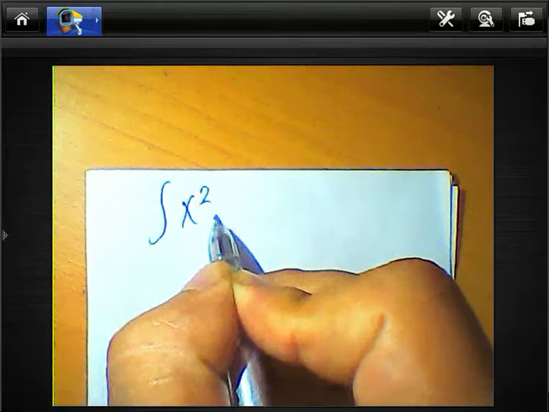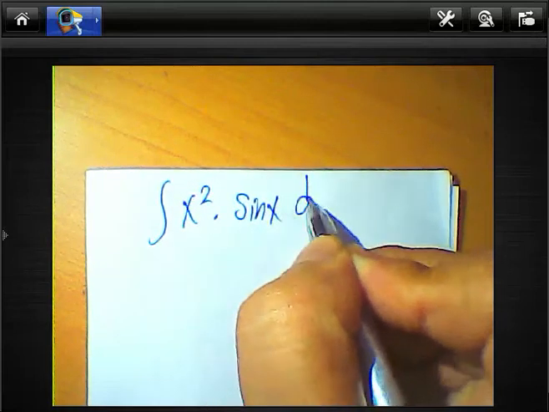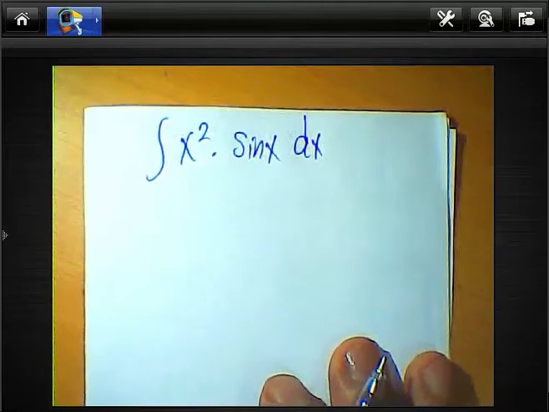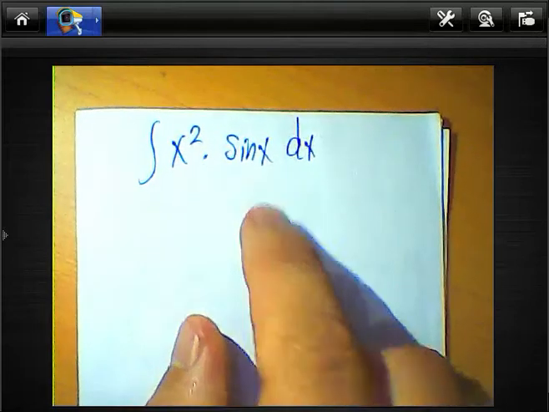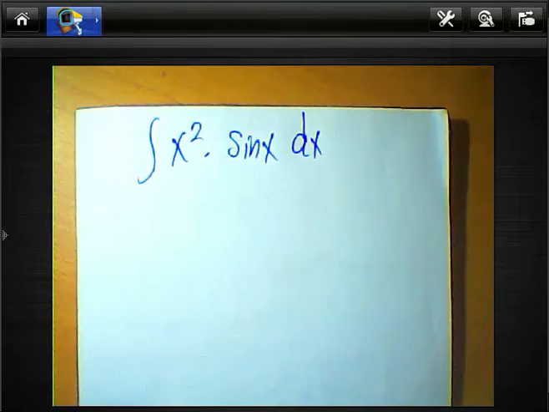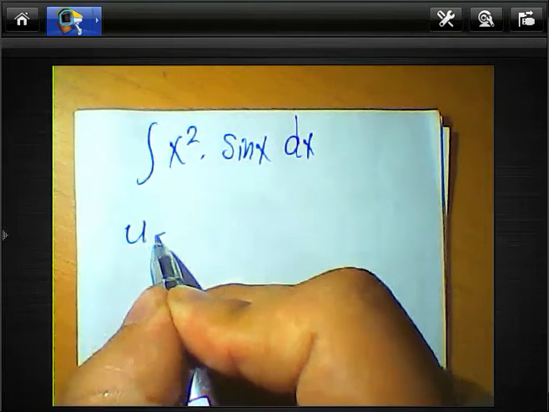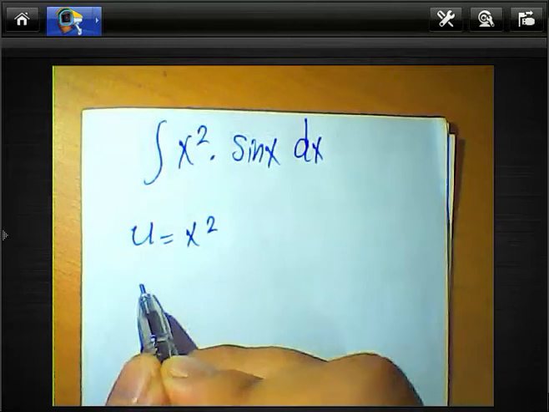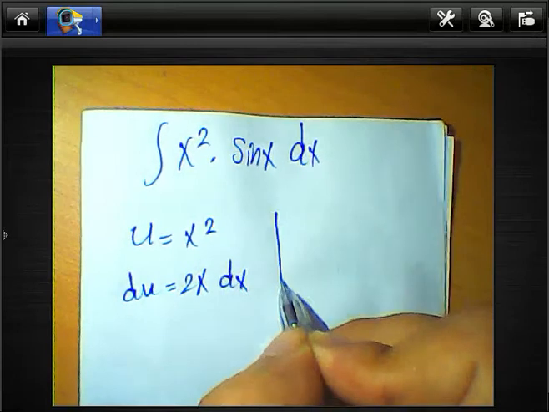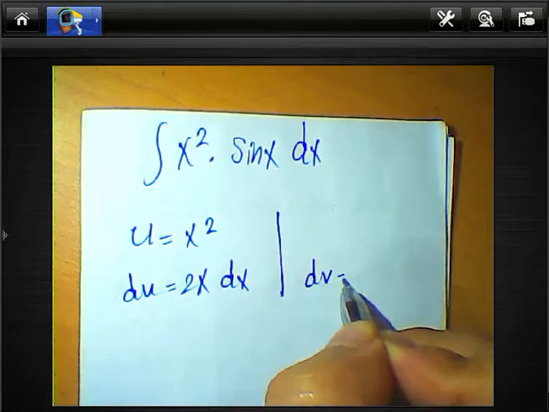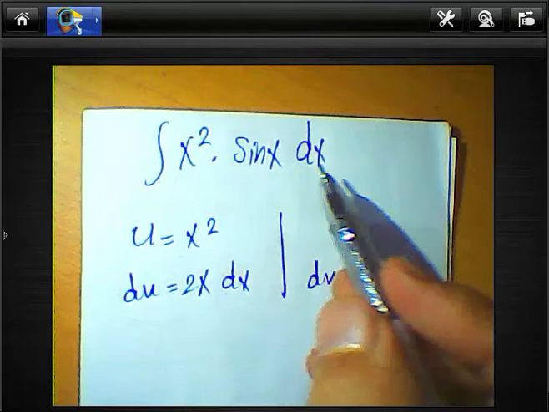Another example, we want to find the integral of x^2 multiplied by sine x dx. Who can solve it? We have x^2, this term, multiplied by a trigonometric function, so we must use integration by parts for this example. Let u equal x^2 and du will be 2x dx. Okay, and we can write dv equal what? The rest, sine x dx.